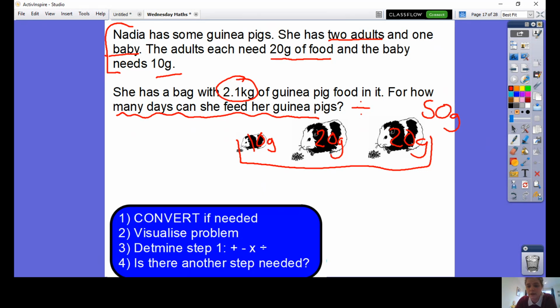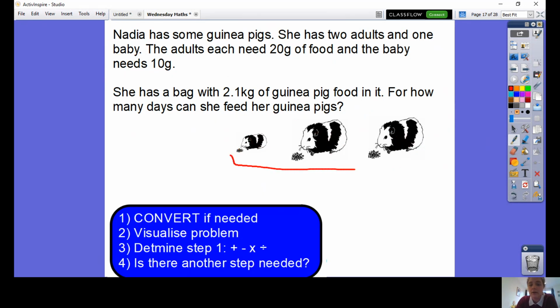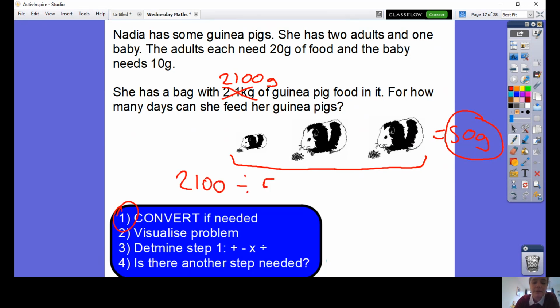Right, I'm just going to clear this because it's got a bit messy. In total, then, all the guinea pigs need 50 grams. For the next step, I can see I didn't even do this first. I should have converted that immediately. 2,100 grams. For my next step then, I want to know for how many days can I give my guinea pigs 50 grams? If I take away 50 every single day, how many times can I do it? That's 2,100 divided by 50.